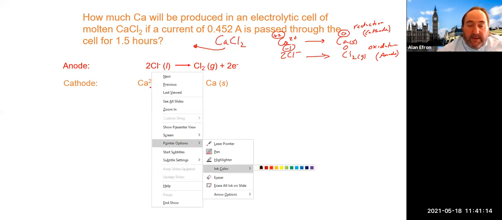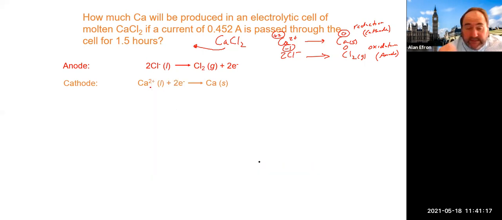So here we are really interested in just the calcium. It is just the calcium that we're interested in. First off, we will need a couple of things. We will need to figure out the amperage, which they gave us, which is 0.452 amps.